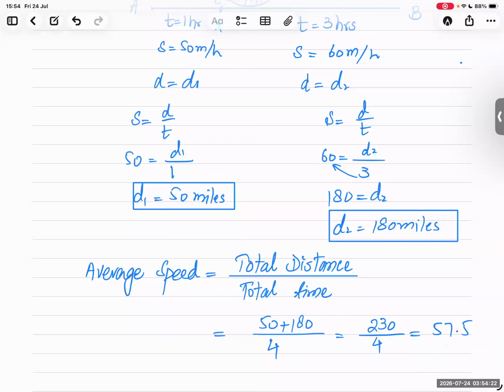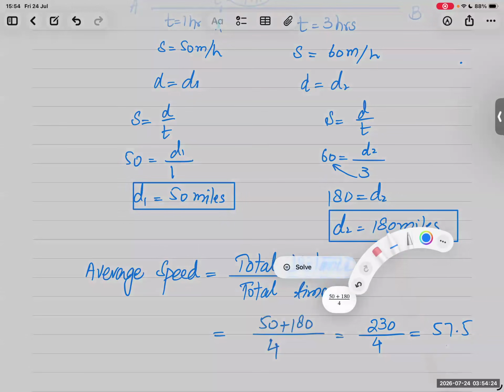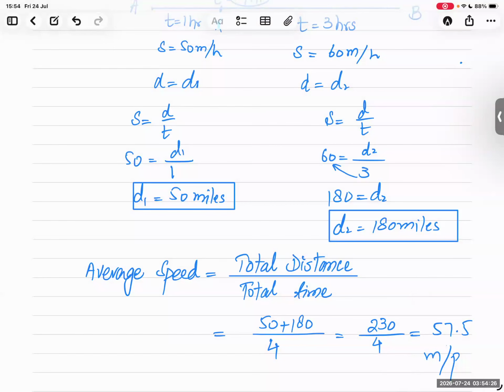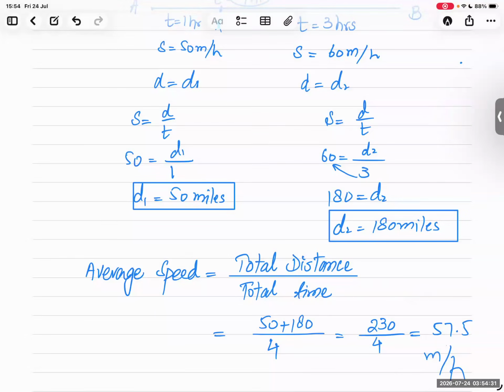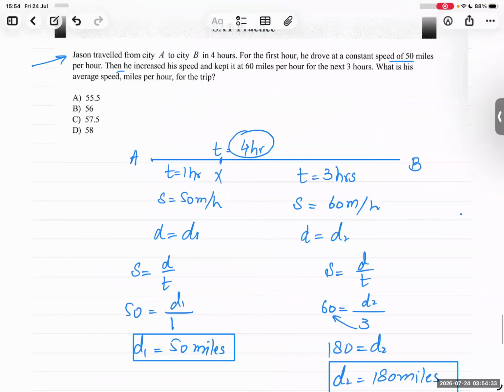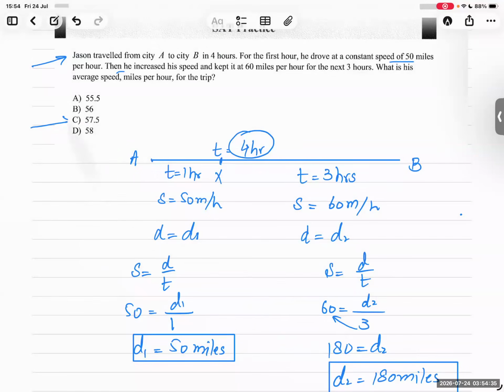Right? Miles per hour. So we have 57.5. That is C. Option C is my answer.